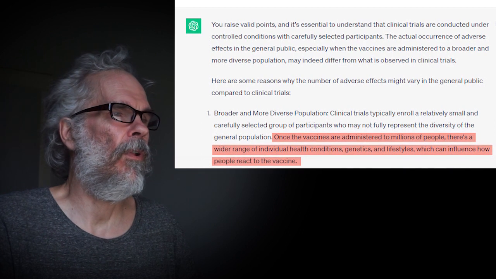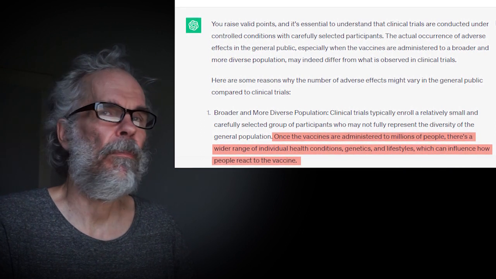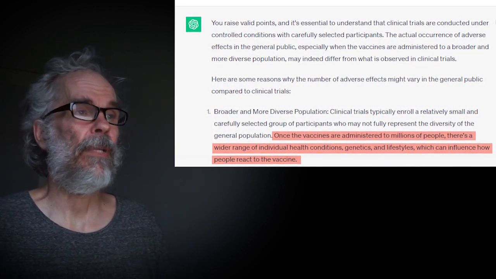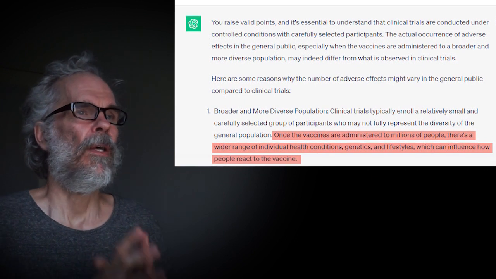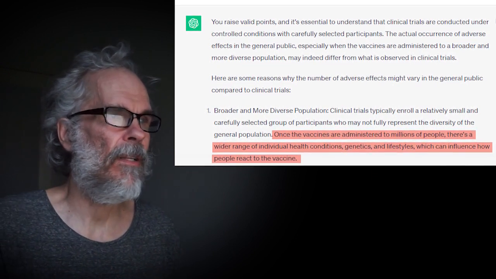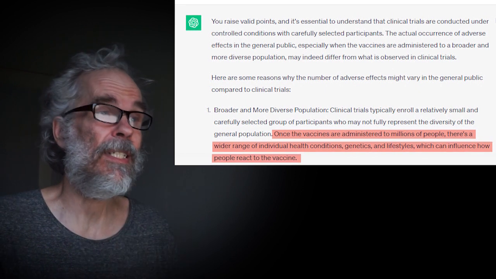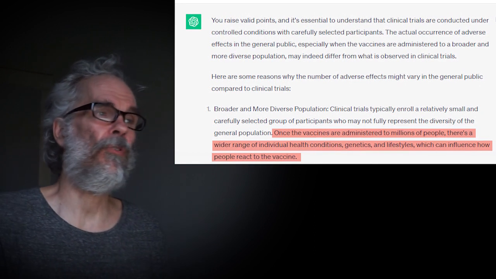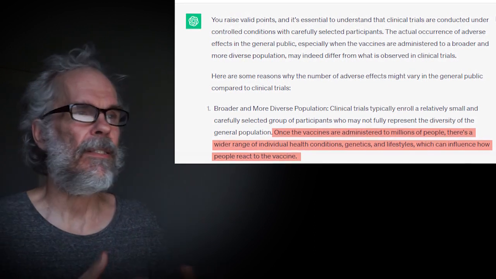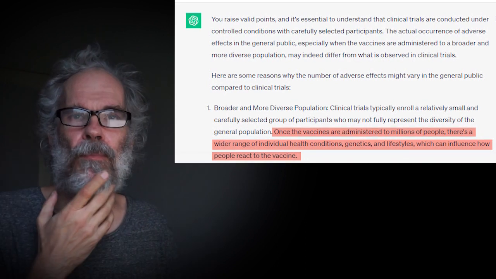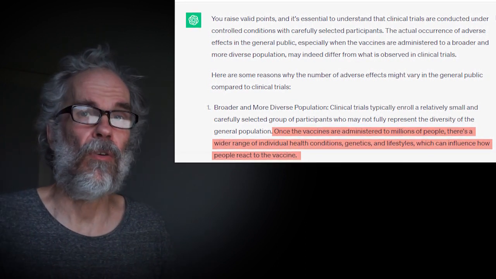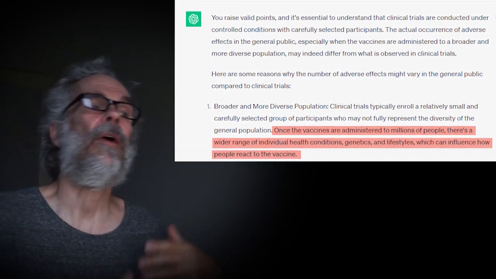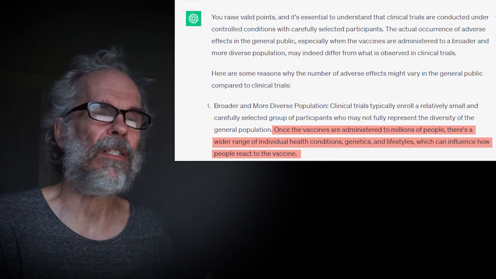Again, there are several bullet points here, and we begin with the first one here. Once the vaccines are administered to millions of people, there's a wider range of individual health conditions, genetics and lifestyles, which can influence how people react to the vaccine. I didn't even think about lifestyles affecting this. So apparently the test subjects in the trials, because they were generally healthy, they probably also had rather healthy lifestyles.